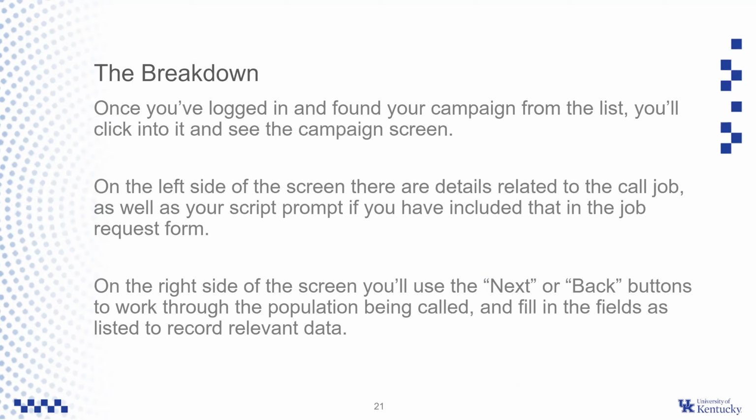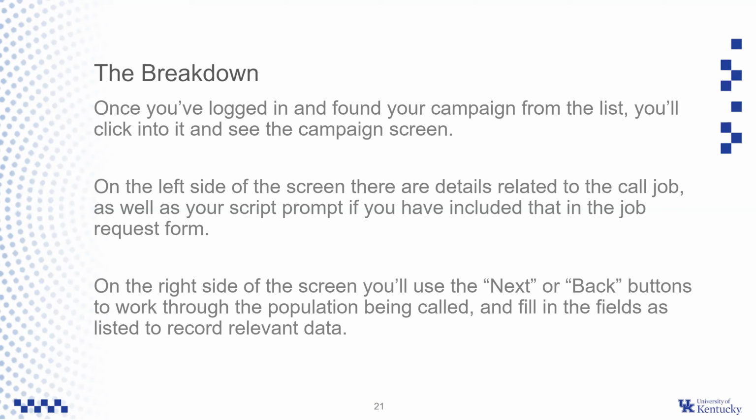Once you've logged in, you'll find the campaigns lists. There are multiple campaigns within the system, but there is search functionality that allows you to look through and find the particular campaign you're looking for. We'll show an image of what the actual campaign screen looks like in just a second. You'll see that on the left side of the screen, there are details related to the call job. This is where your script goes, and any details for prompts that you've listed.